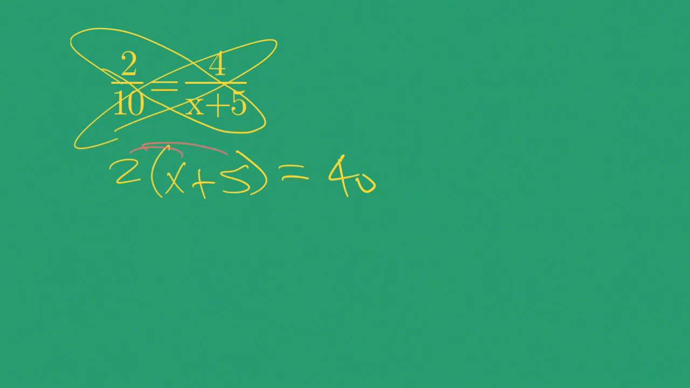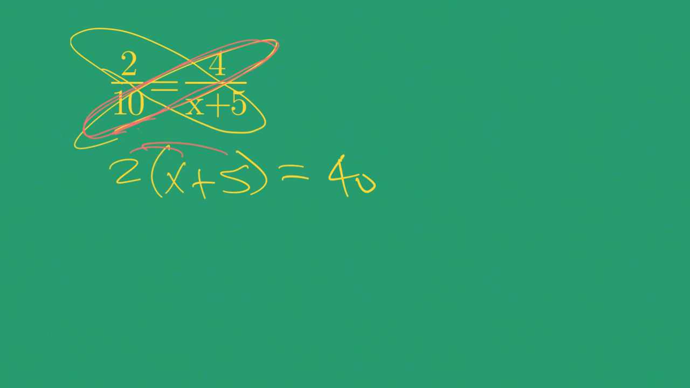That 2 has got to get to both of those terms. Wait, how did you get 40? Pardon? 10 times 4, right here. 10 times 4. You see it? 10 times 4, 40.